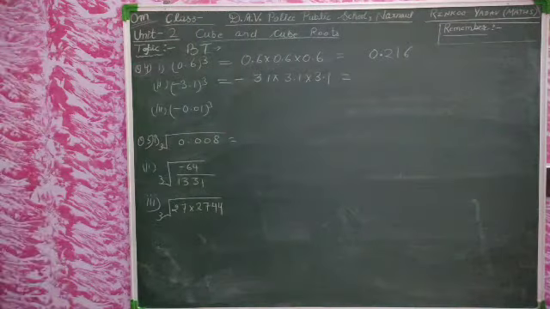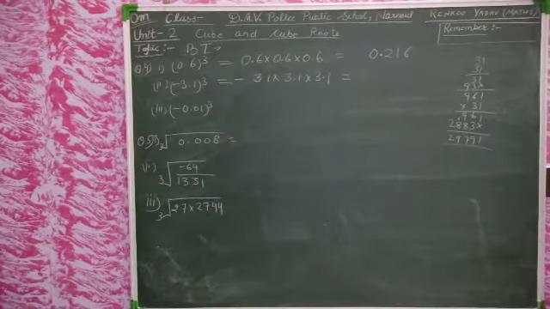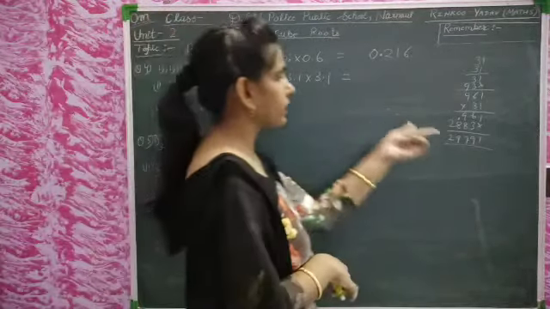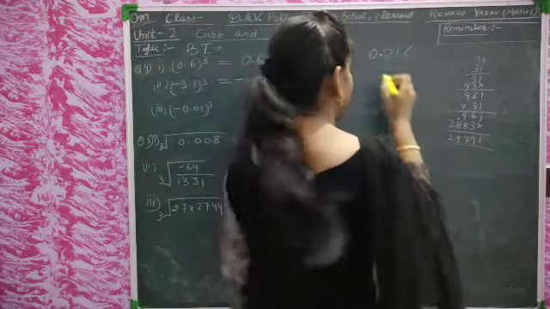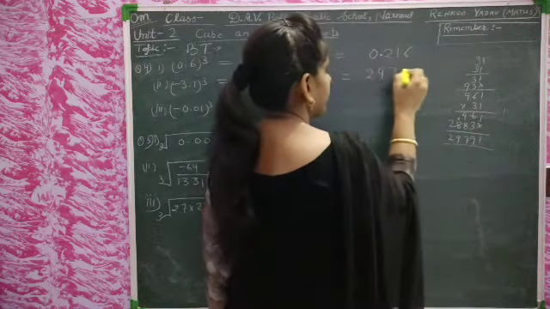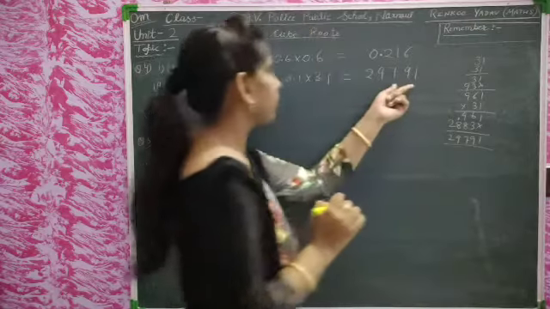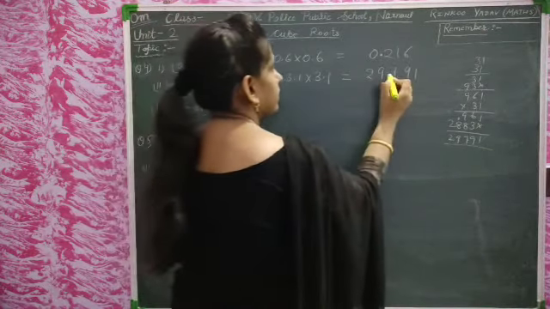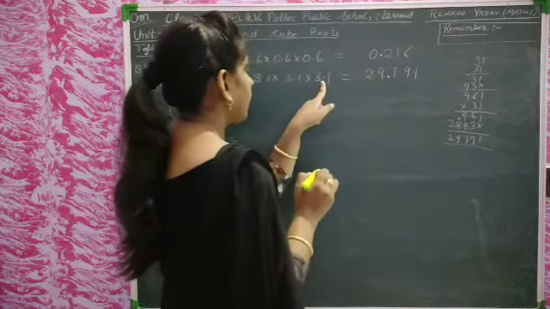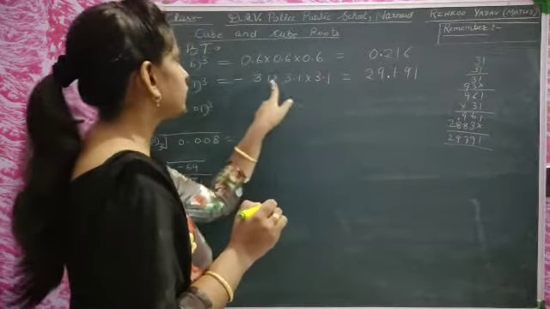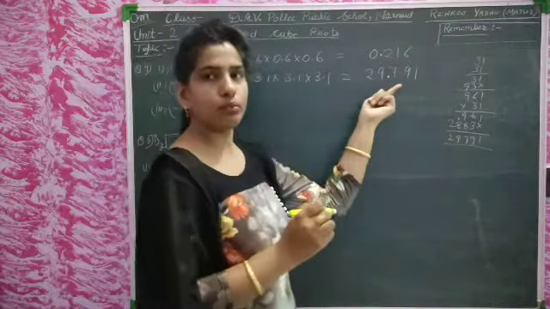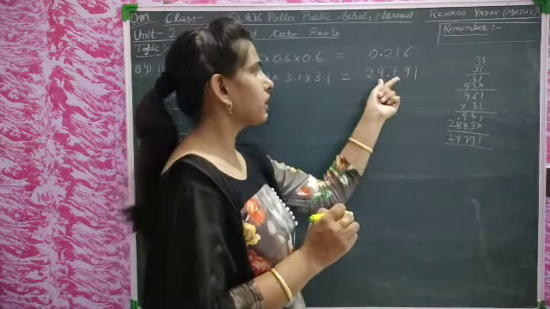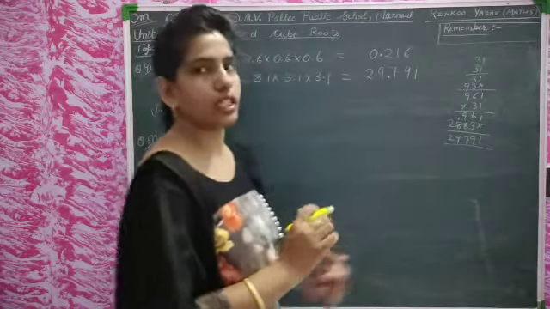So let's check here the multiplication. Yes students, we are seeing here the multiplication is 29791. Before 3 digits we will put the decimal sign. This is decimal. After decimal, how many digits? 1, 2, 3. So in the answer, before the 3 digits, we will put the decimal: 29.791.